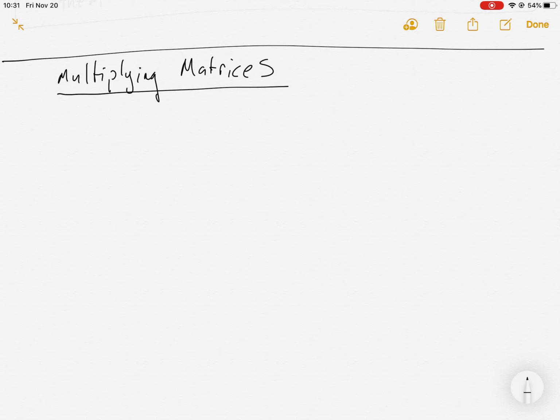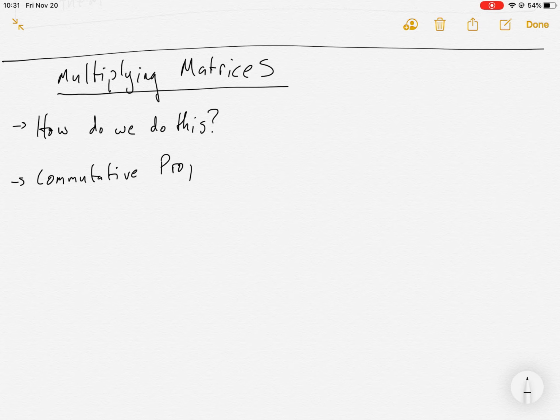So when it comes to multiplying matrices, there's a couple of concepts we're actually going to have to cover. First of all, we're going to have to ask the question, how do we even do it? The second question that we're going to ask is, does the commutative property hold? If you forgot what the commutative property is, that's okay. We will come back to that.